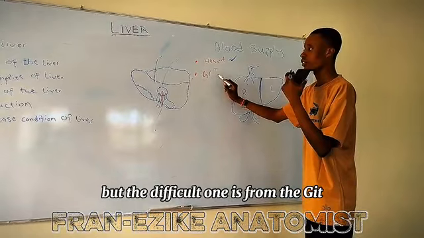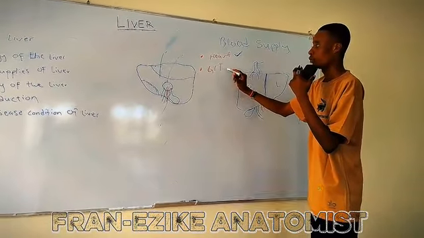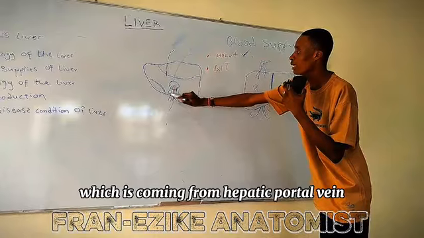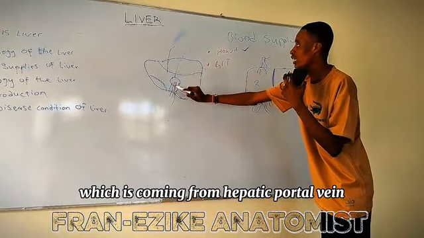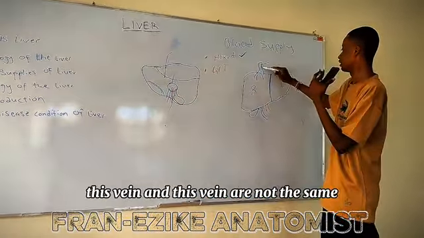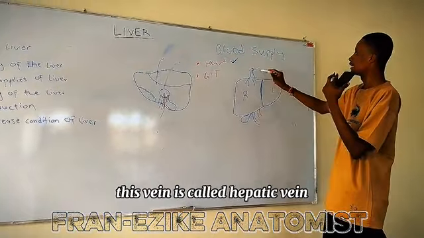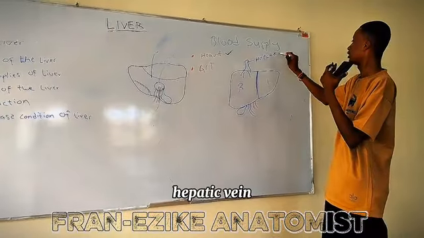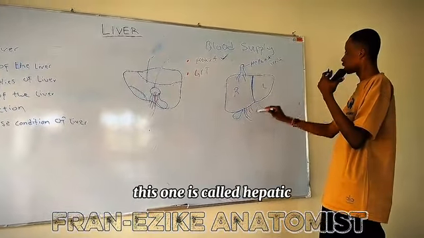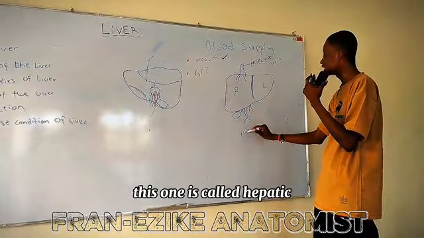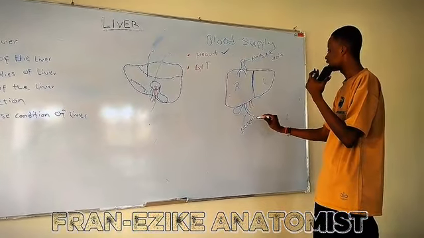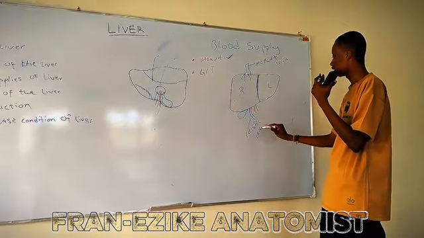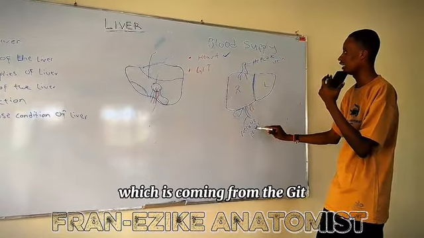But the difficult one is the blood supply from the GIT, which is coming from hepatic portal vein. This vein and this vein are not the same. This vein is called hepatic vein. This one is called hepatic portal vein, which is coming from the GIT.